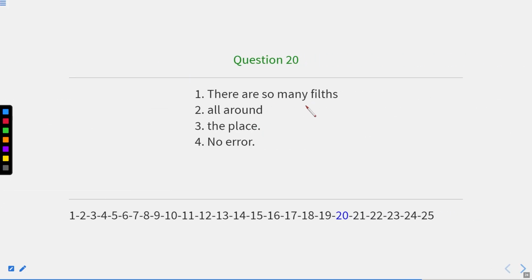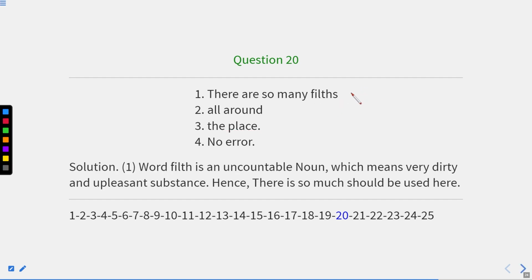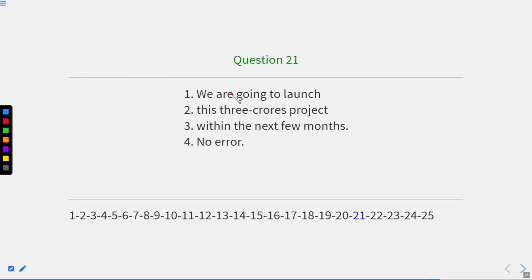There are so many filth all around the place. Now, filth means dirt, okay? And the word filth is an uncountable noun, which means very dirty and unpleasant substance. Hence, so much should be used there. Now let us move to the question number 21.